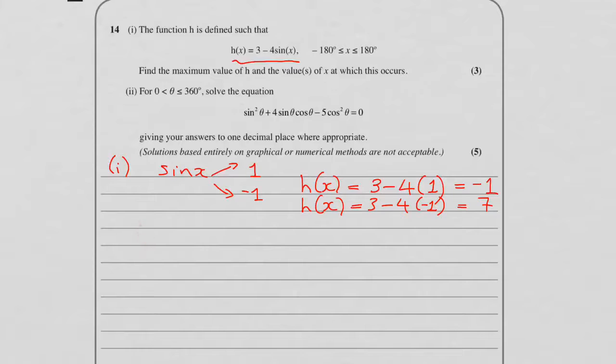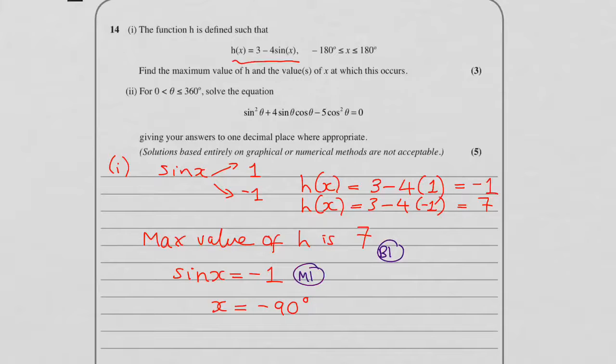Now I want the maximum value of h and the value of x where it occurs. So the max value of h is 7. And this occurs when sine x equals -1 because it's been flipped upside down. So at that point, I'm just going to solve it for x and I get -90 degrees. So the points awarded here, you get 1 for that, however you've done it. 1 for knowing that it was -1 that gave you the maximum, not 1. And 1 for figuring out that value of x.